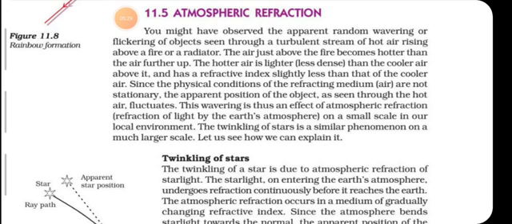The hotter air is lighter, less dense than the cooler air above it, and has a refractive index slightly less than that of cooler air. Since the physical conditions of the refracting medium are not stationary, the apparent position of the object as seen through the hot air fluctuates. This wavering is thus an effect of atmospheric refraction on a small scale in our local environment.